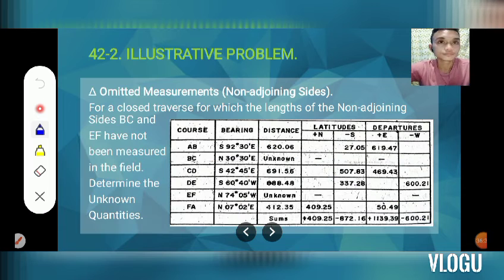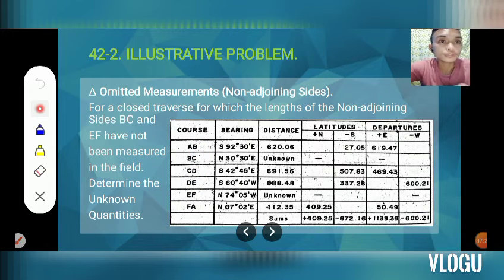Okay, so here is the illustrative problem. Omitted measurements, non-adjoining sides, for a closed traverse for which the lengths of the non-adjoining sides BC and EF have not been measured in the field. Determine the unknown quantities. So, here is your figure: line AB, line BC, line CD, line DE, line EF, line FA. Here are your given lines.